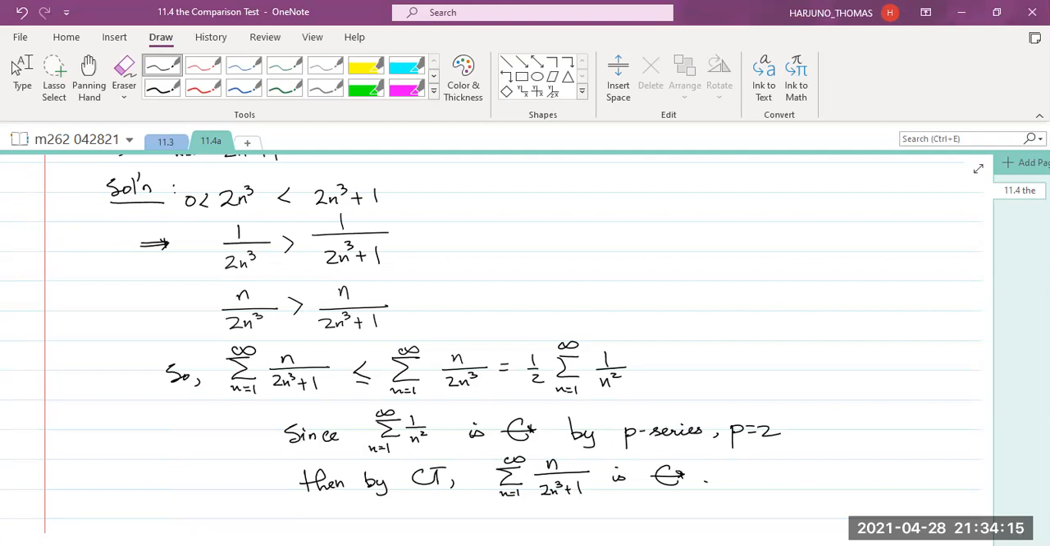Okay, so you see that I actually use two tools here. First, I use comparison test. First, I use p-series test, p equals 2, to show that the upper bound is convergent. Therefore, the actual series that we are dealing with is also convergent because it's bounded above by something convergent.